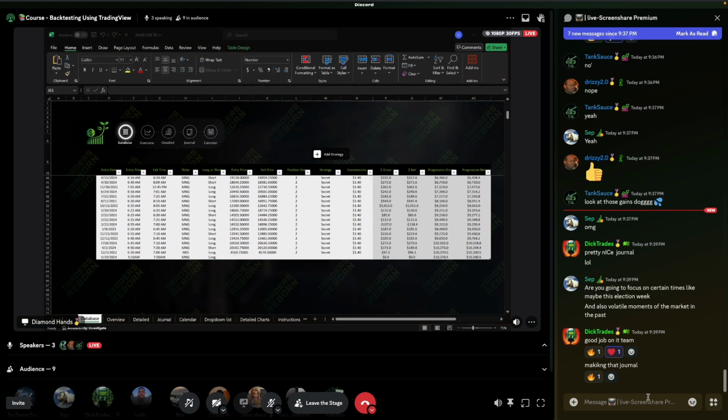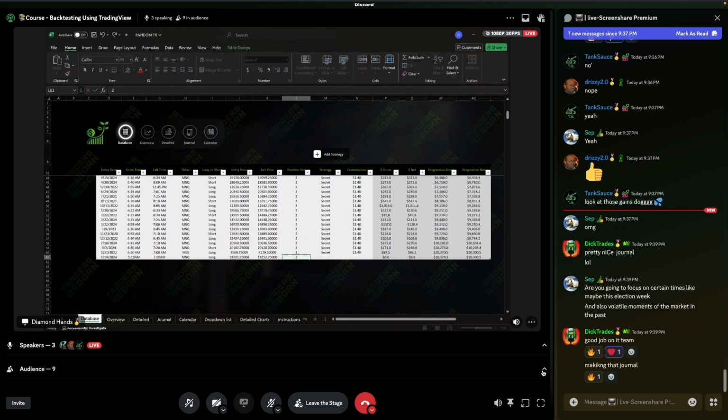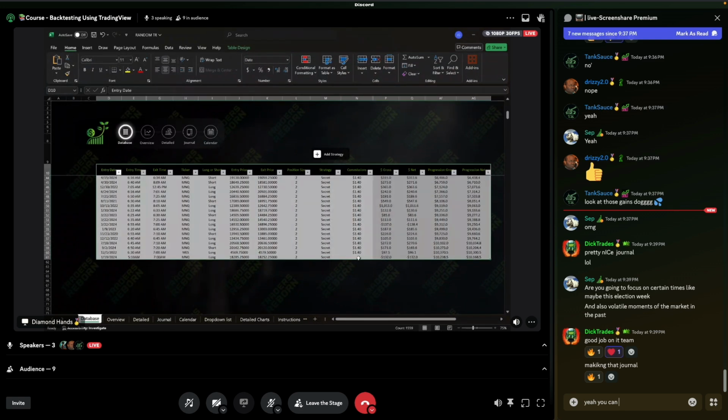Then my entry price on this was 18,285.25. My exit price was 18,252. How many contracts? 2, right? And then here you can select what strategy you want. I think you can adjust whatever. You can add a strategy, like I did. So I'll just put secret.